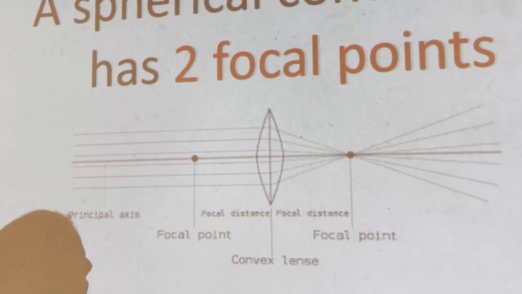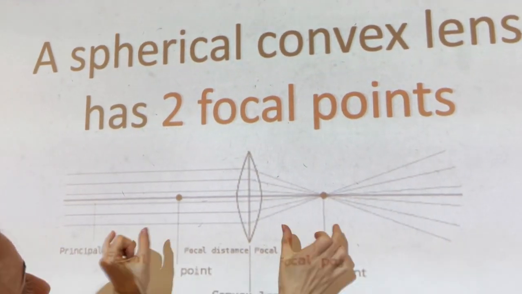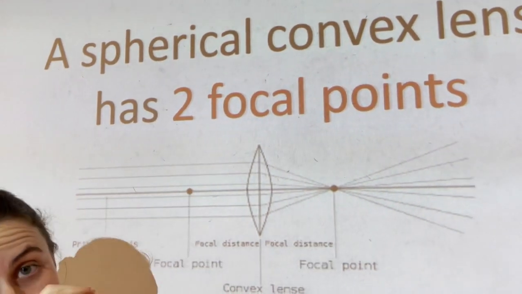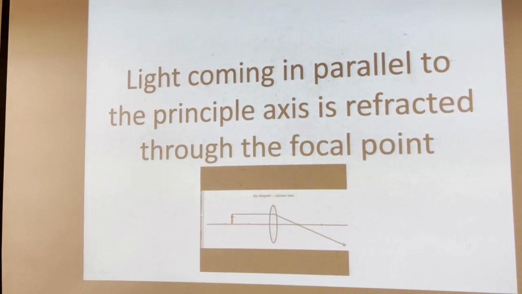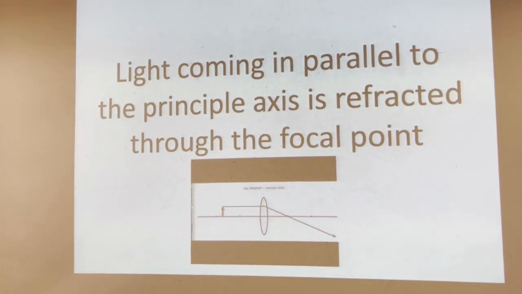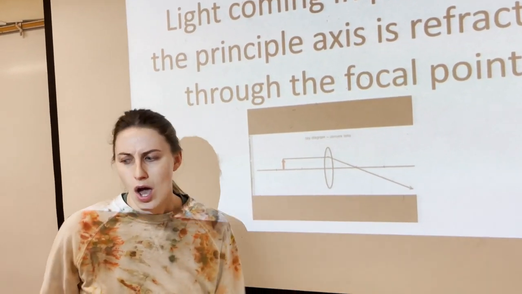Okay. So that means when I draw my principal axis, I draw my lens, I'm going to have two focal points that are going to be equal distance on each side. That's right. Right? Okay. Light coming in parallel to the principal axis is refracted through the focal point. You know what? Should we start drawing? Let's start drawing right now.